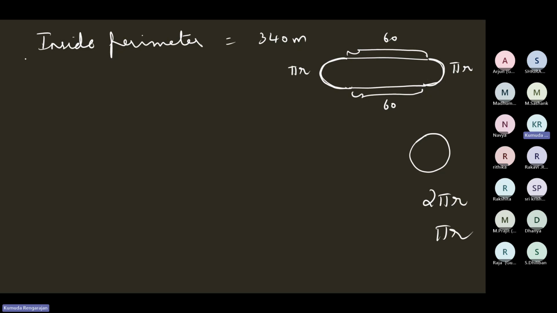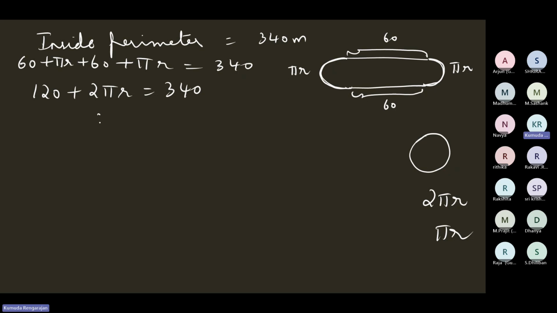So the inside perimeter is 60 plus pi r plus 60 plus pi r, which is equal to 340. So 120 plus 2 pi r is equal to 340. 2 pi r is equal to 340 minus 120, which is 220. So 2 into 22 by 7 into r is equal to 220.